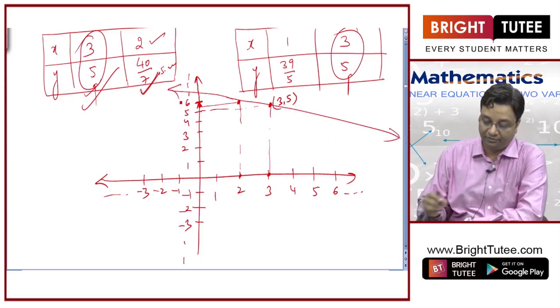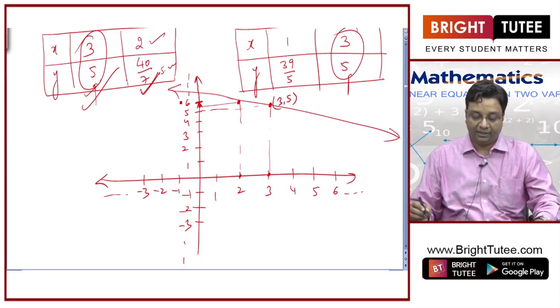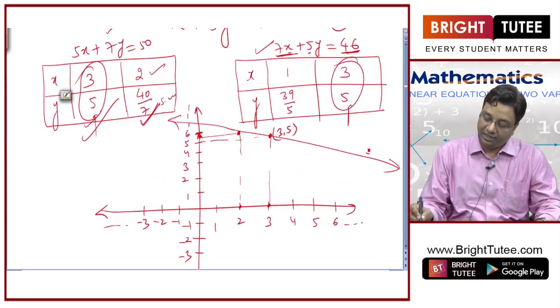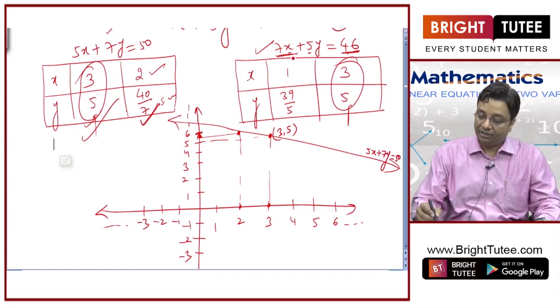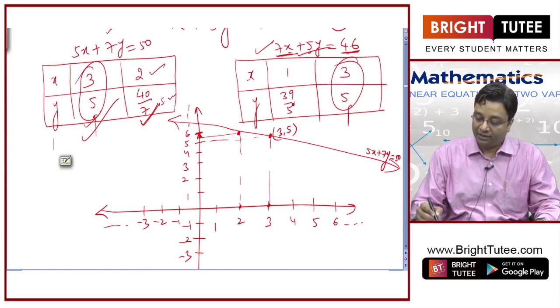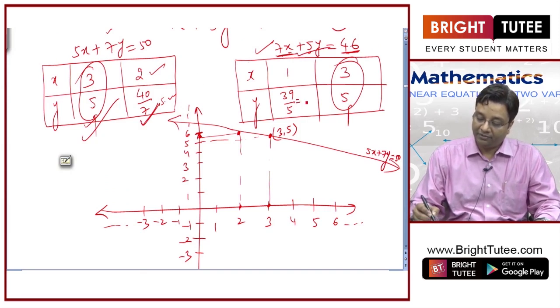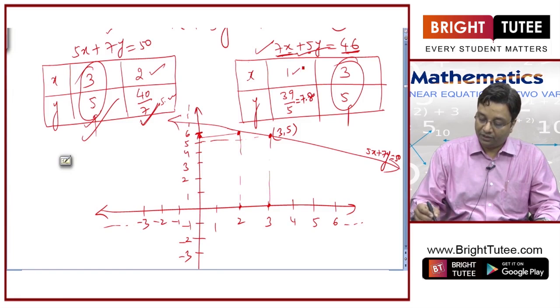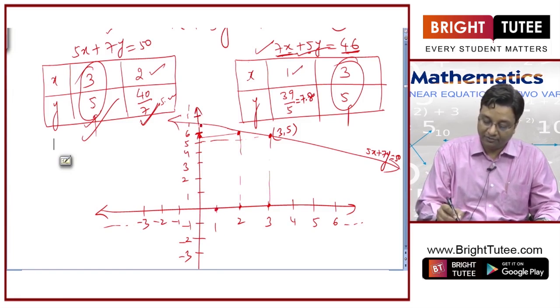Okay, this is one line that we have got, and the name of this line is 5x + 7y = 50. Now let us look at this line here. 139 by 5 is approximately 7 point something, or you can find the exact value. It is 7.8. So 1 and 7.8, let us say, will be somewhere here.